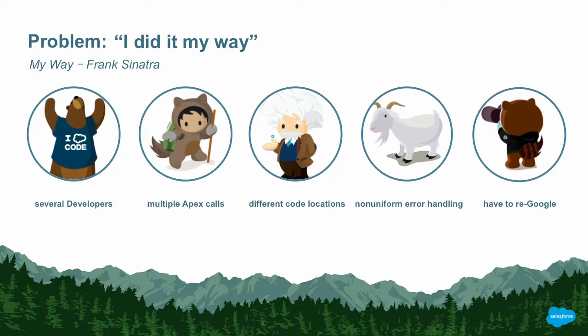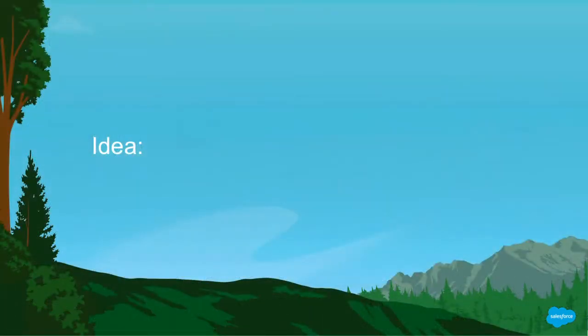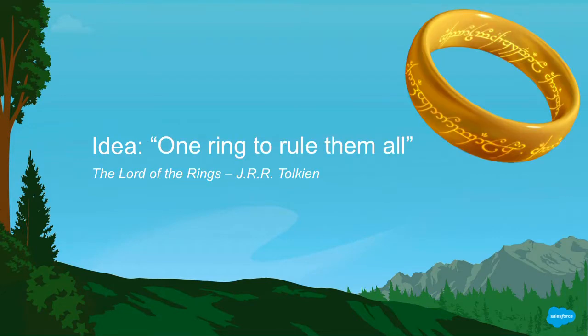That brought me to the idea that I have to solve this problem in a way that we can reuse that code. Different implementation leads to inconsistent behavior, and I want to get rid of this. So the idea I had is actually what I really need: one ring to rule them all.